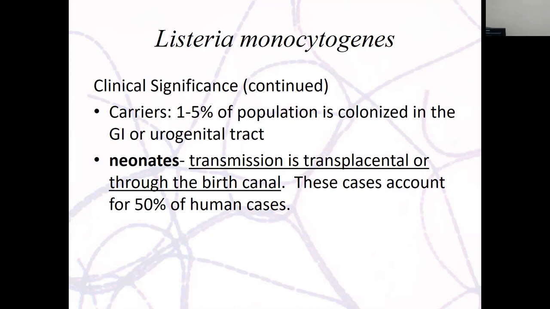Clinical significance. Carriers: 1 to 5% of the population has Listeria monocytogenes colonizing the GI or urogenital tract. So you could be carrying Listeria monocytogenes. In neonates, transmission is transplacental or through the birth canal. These cases account for 50% of human cases.